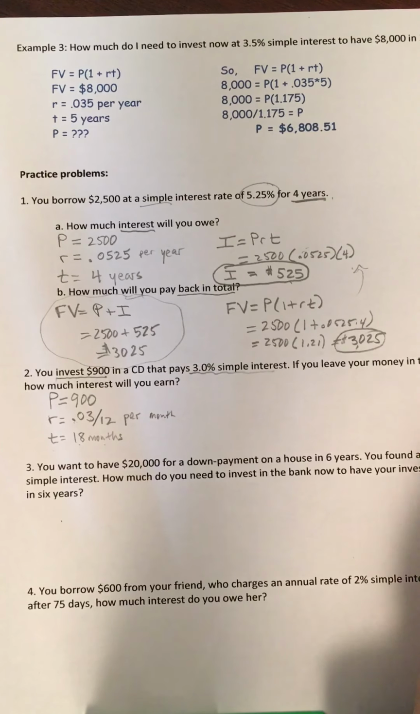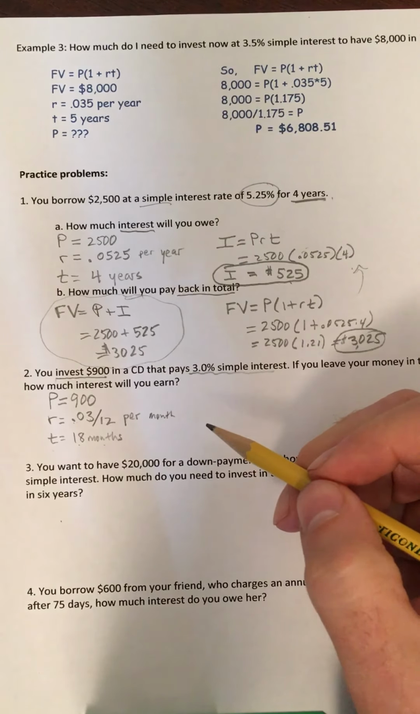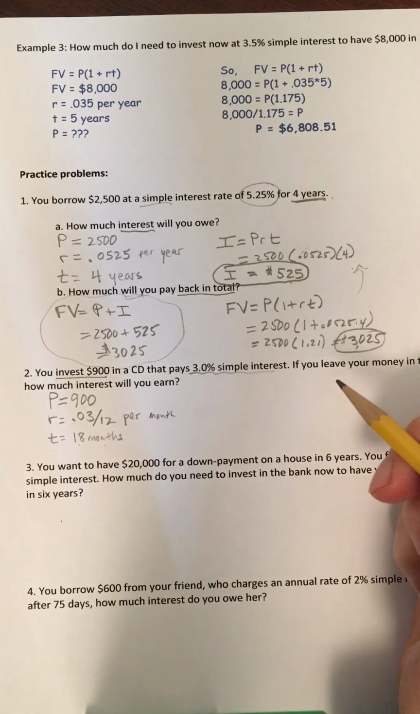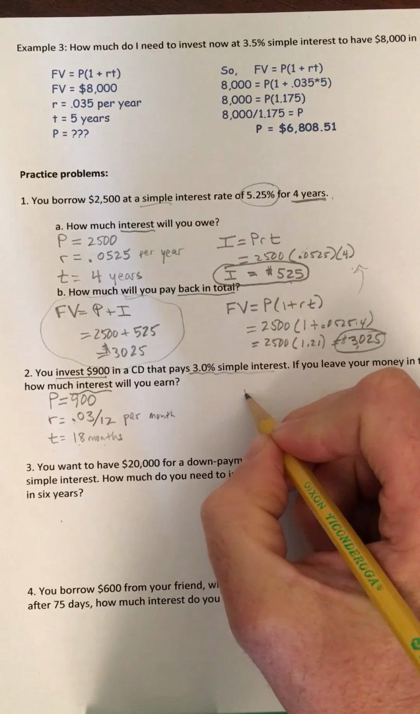Yes, you can. But when we start compound interest, you're going to have to change it to the monthly rate or the daily rate, so you might as well get used to it. That's what I'm doing here. Then, do they want the total amount or the interest? It says, how much interest will you earn?